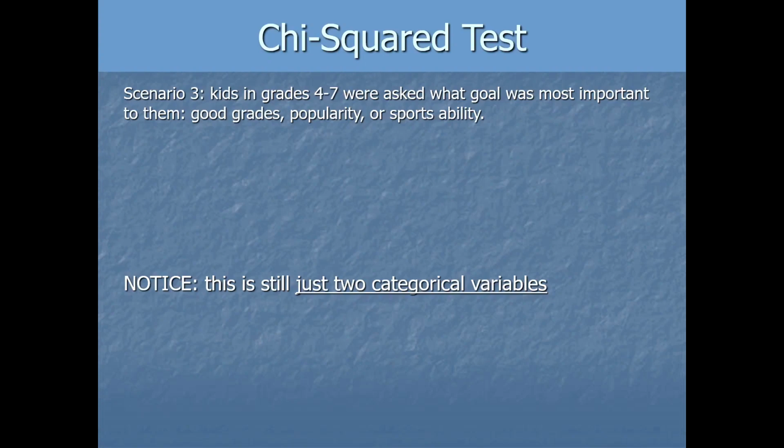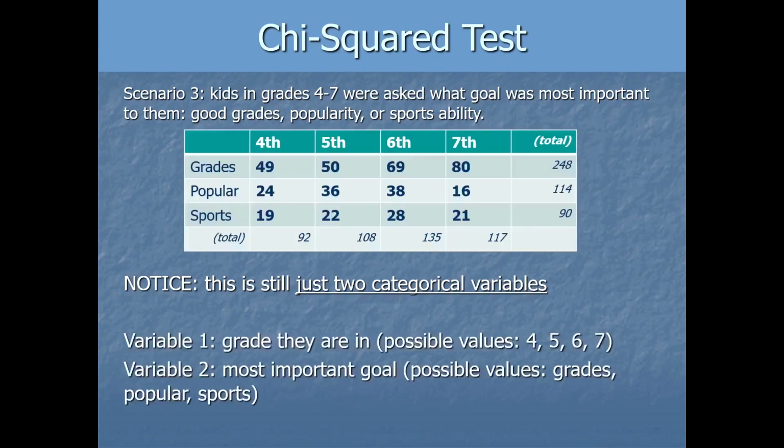So this is basically the same setup we've been talking about this whole video. We have two categorical variables, and I want to know if there's a relation between them or not. I want to know if the most important goal for them is related to the grade level, or is it independent of their grade level? That's the question we want to ask statistically. So indeed, this is another scenario where I would use the chi-squared test.